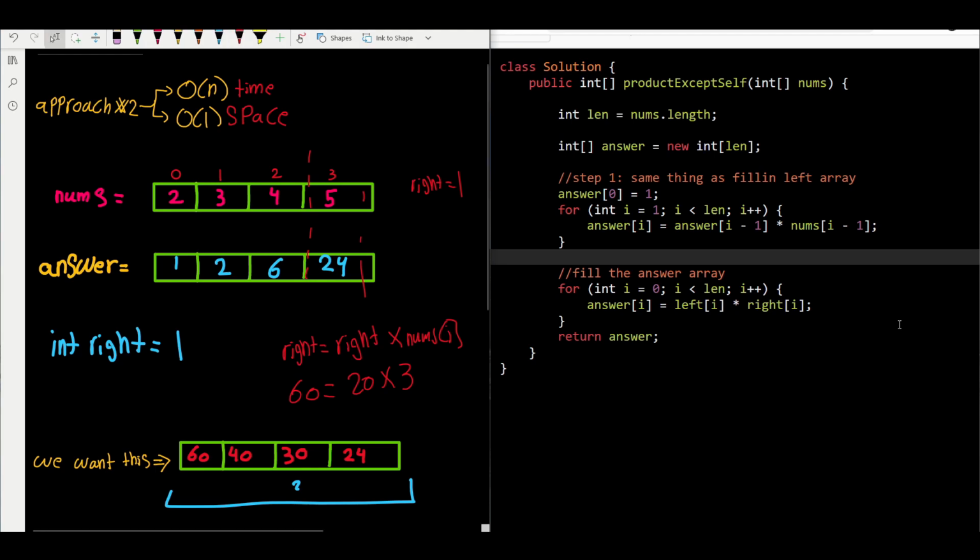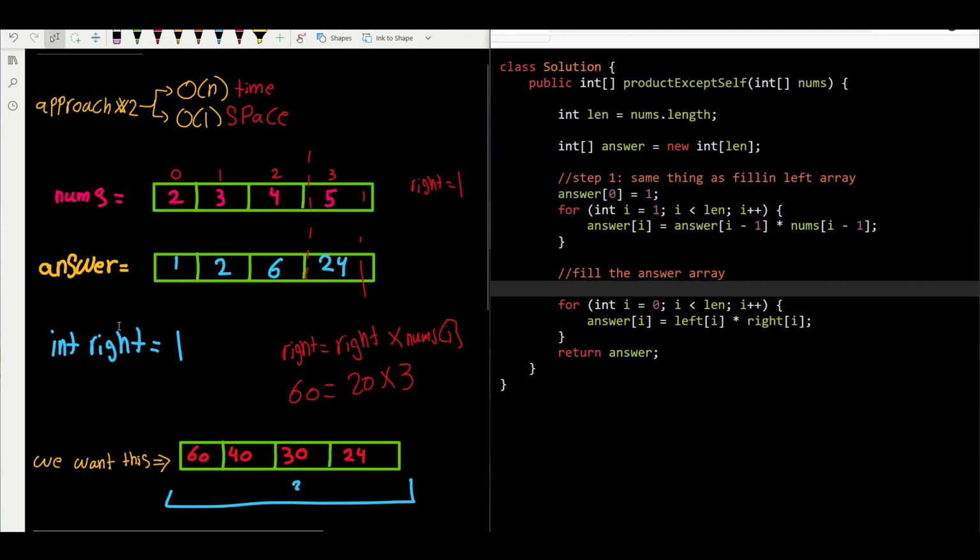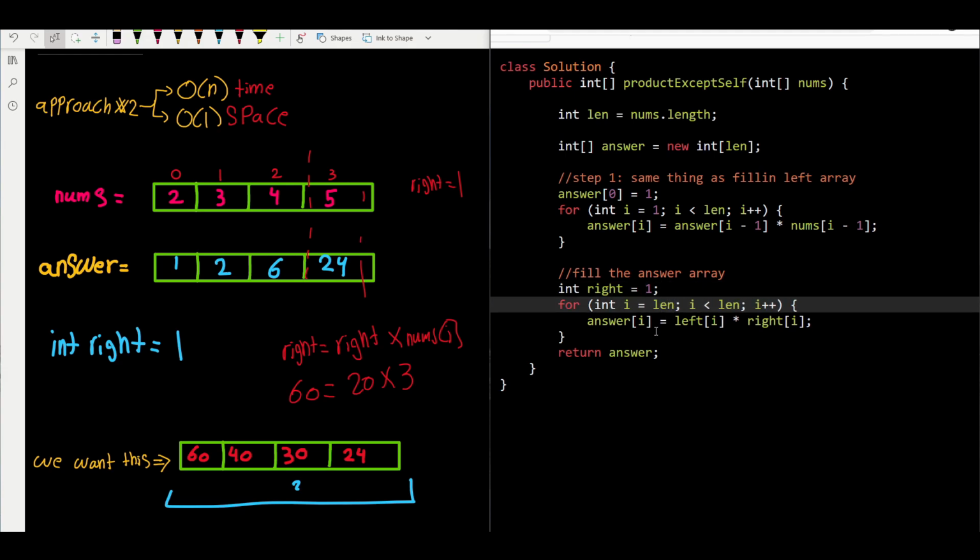So let's write the code for that. We said that the right will be initially 1, because we don't have anything to the right of 5. So int right equals 1. And now we will have a for loop, and we said we need to start from the end. So for int I equals length minus 1, I is greater than or equal to 0, and I minus minus, since we are going from right to left.